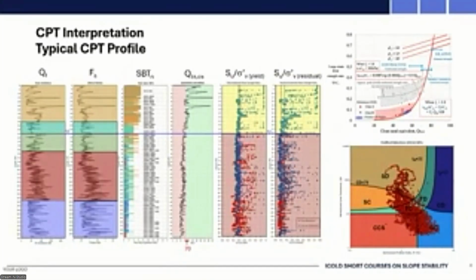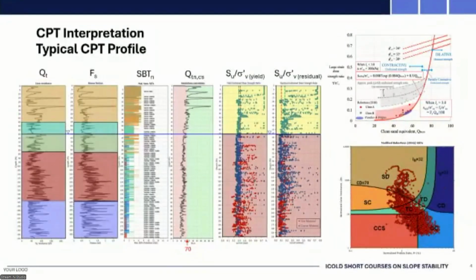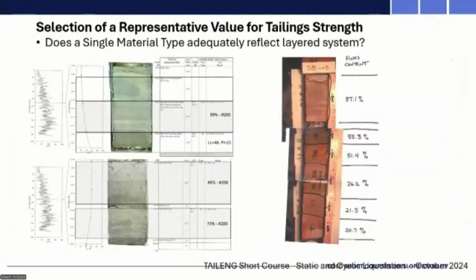As you can see on the modified soil behavior type chart at the lower right here, most of the data points for those CPTs plot below that dilative-contractive boundary, so they're all mostly contractive. The ones that are dilative are typically up in the unsaturated zone.